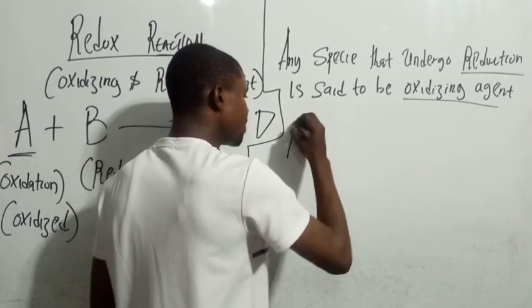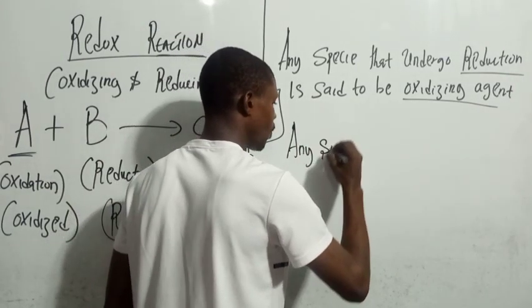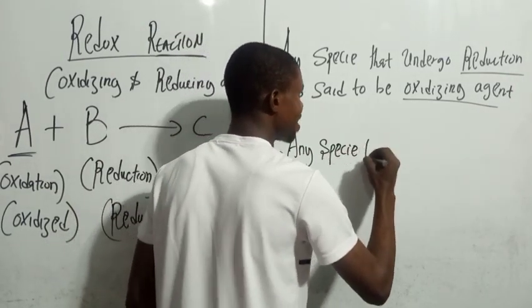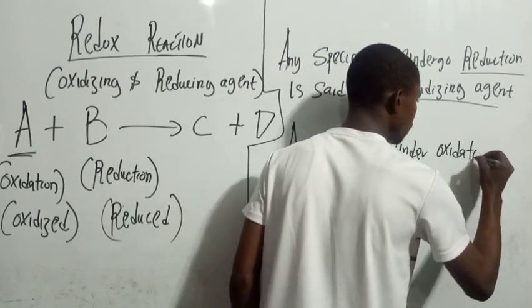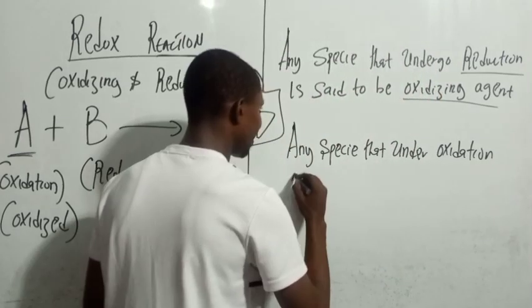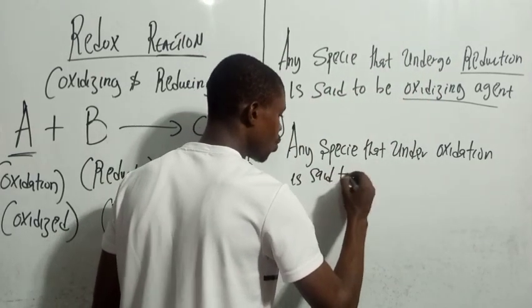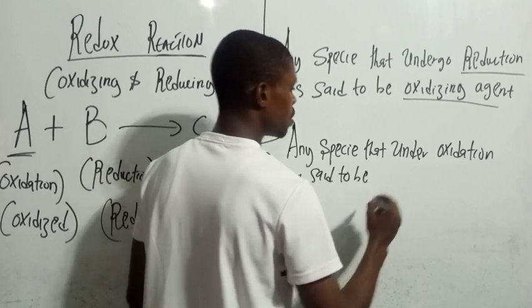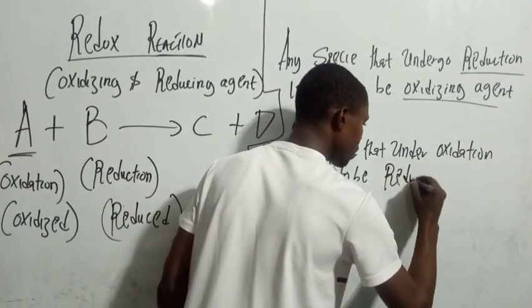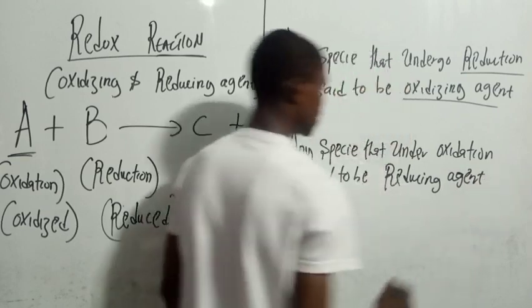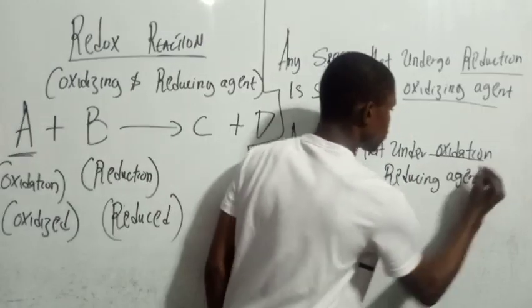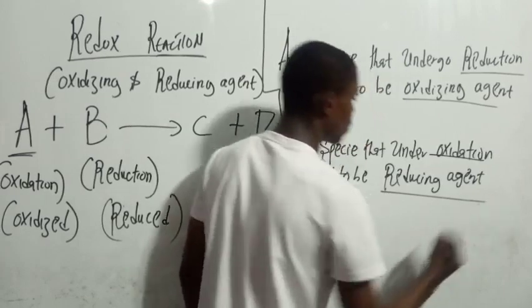Then any species that undergo oxidation is said to be reducing agent. Do you get that? So oxidation is reducing agent.